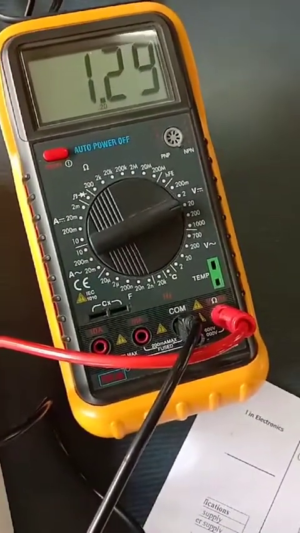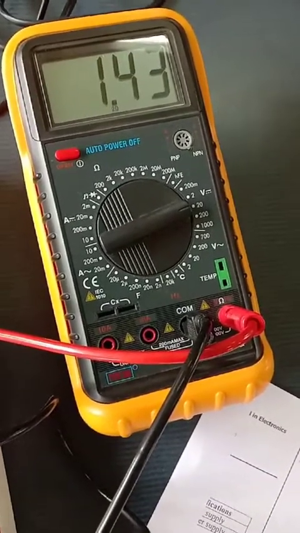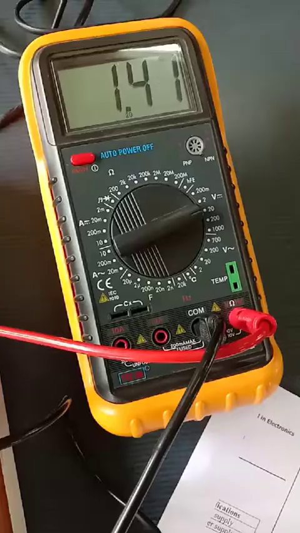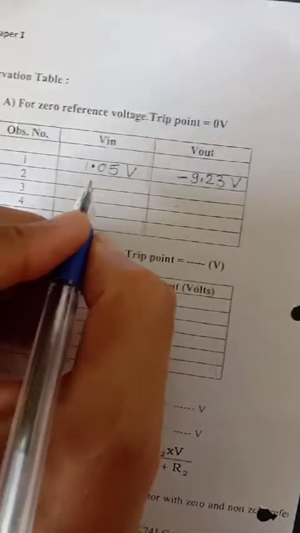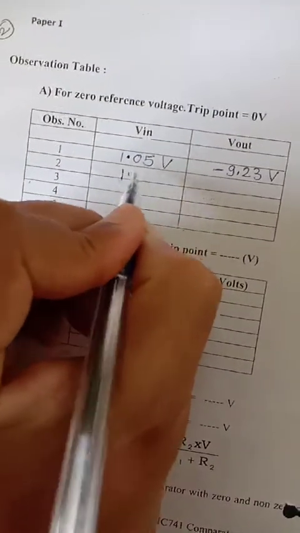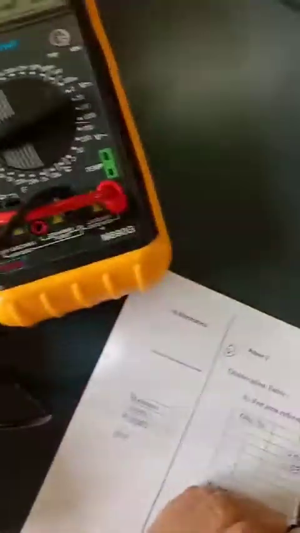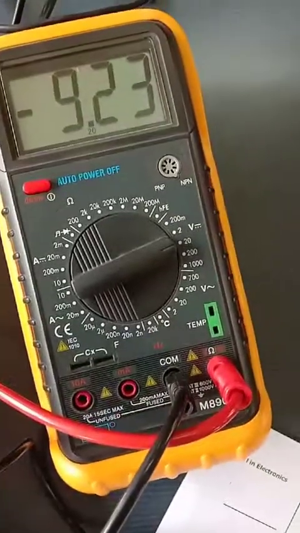So I am taking here, you can take any one. So here I am taking 1.5, 1.53. Okay, so right here in this column 1.53. This is the input voltage of the comparator and it is compared with the 0 volt reference voltage. Then measure the output at pin number 6. Again the output is -9.23.